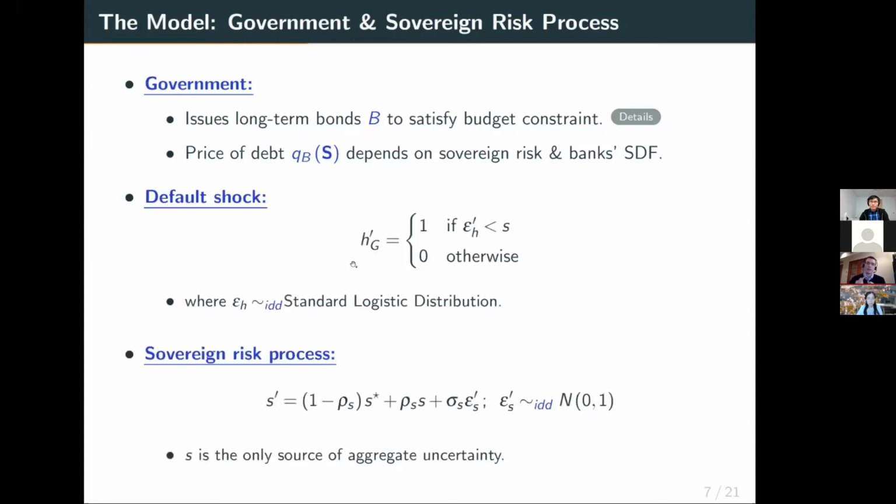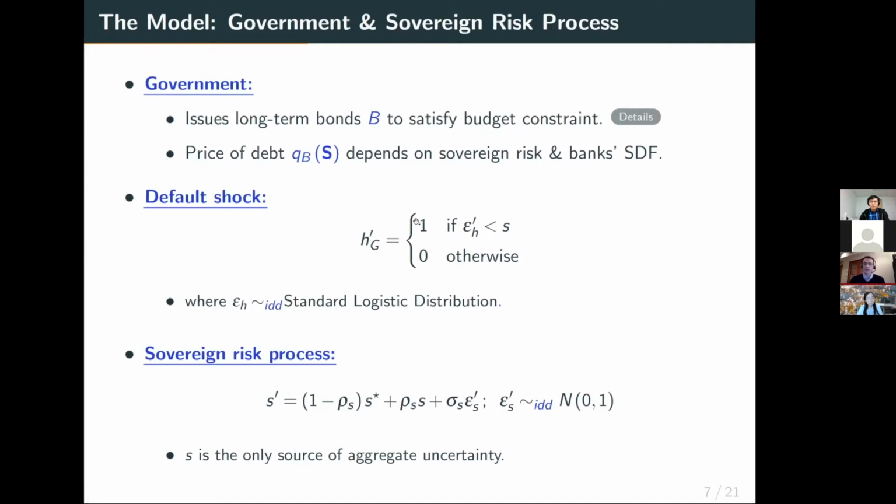Now, this government problem is completely exogenous in my model. This follows the Bocola 2016 paper. And the idea is that every single period, there is the realization of this default shock, okay? So H prime G can take two values, 0 or 1. If it is 1, it means that the government will default today.